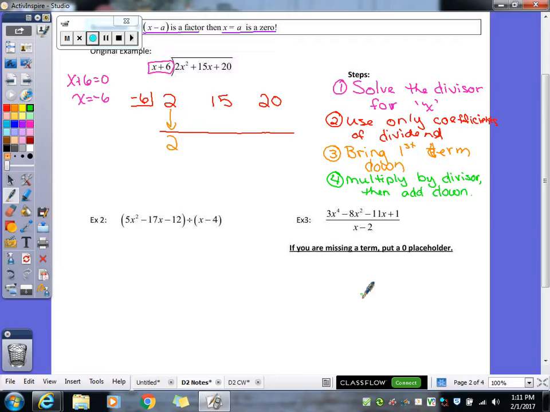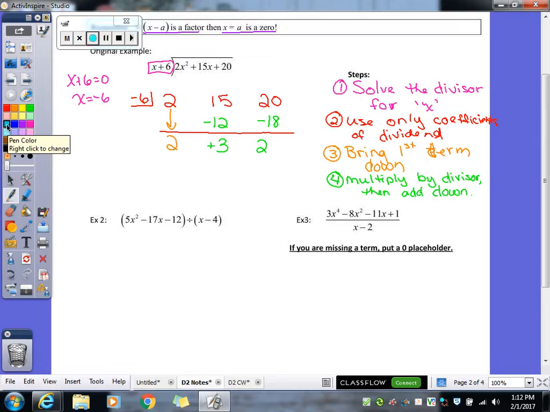So what I mean by multiply by divisor, then add down, I'm going to take my 2, multiply it times my negative 6 here in the box. That gives me a negative 12, so I line it up under my next coefficient. And then we add down. So 15 plus a negative 12 gives us a positive 3. And then I repeat that step again. 3 times negative 6 gives me a negative 18. Add down, 20 plus a negative 18 gives me a 2.